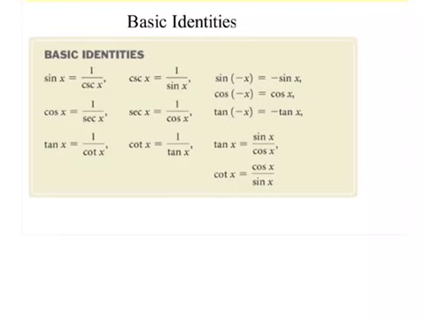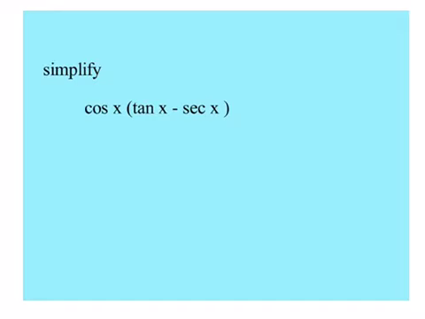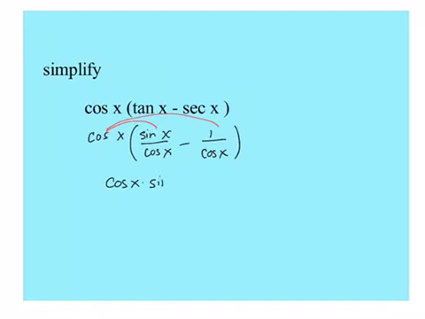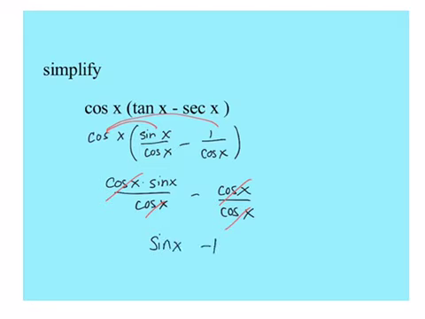Should you need them, here are some helpful identities, all of which you have seen before. Those identities help you solve problems like this, where we manipulate tangent to become sine over cosine, and secant to become 1 over cosine, so that when we distribute, we get cosine times sine all over cosine, and cosine over cosine, which then simplify to give you the answer of sine minus 1.